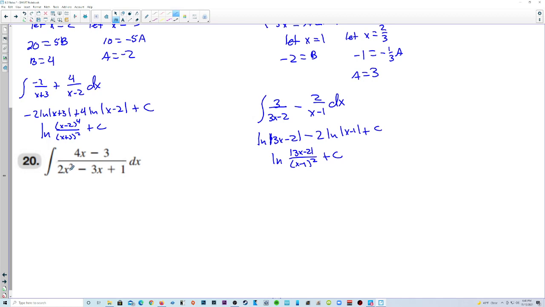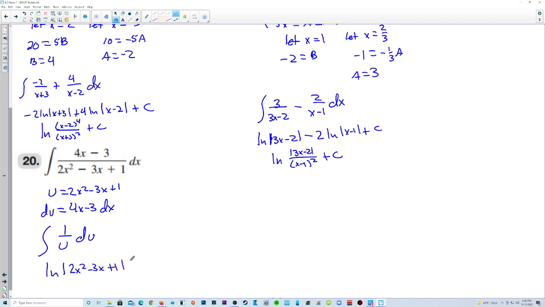The derivative of this would be 4x minus 3. So u is equal to 2x squared minus 3x plus 1. du is equal to 4x minus 3 dx. This becomes the integral of 1 over u du, which is the natural log of the absolute value of u, but u is 2x squared minus 3x plus 1, plus c.